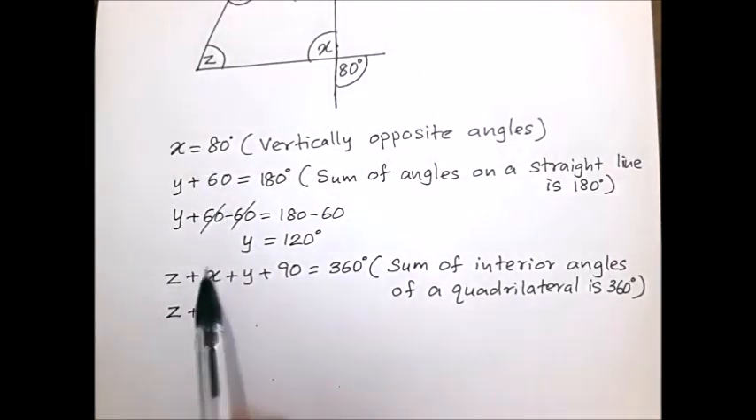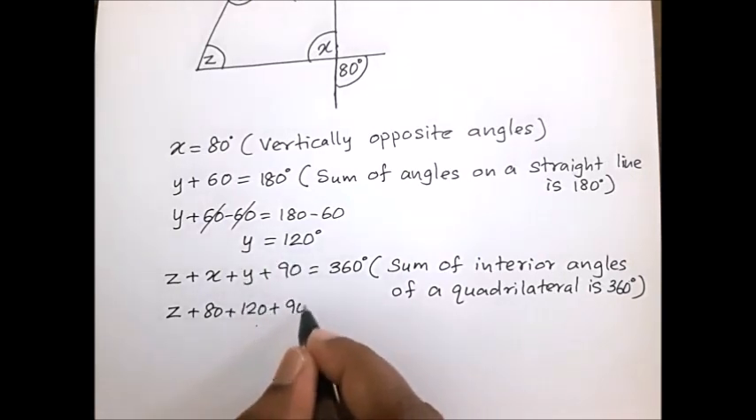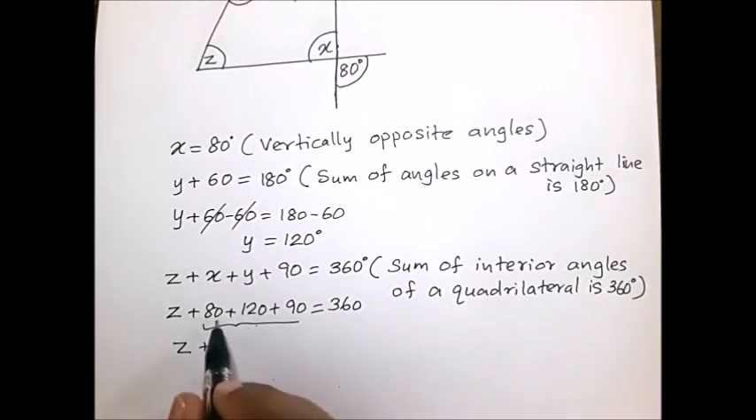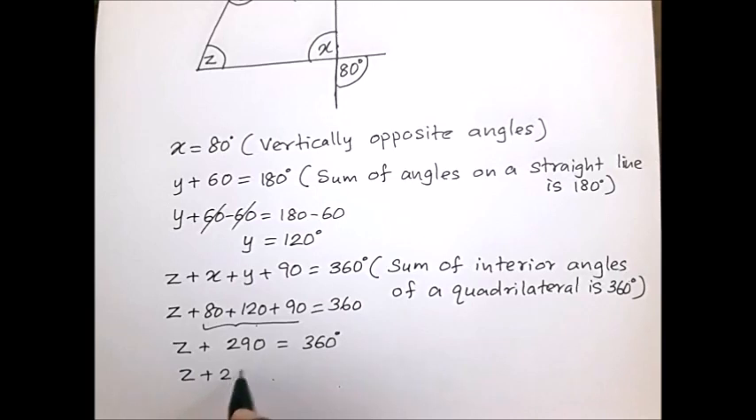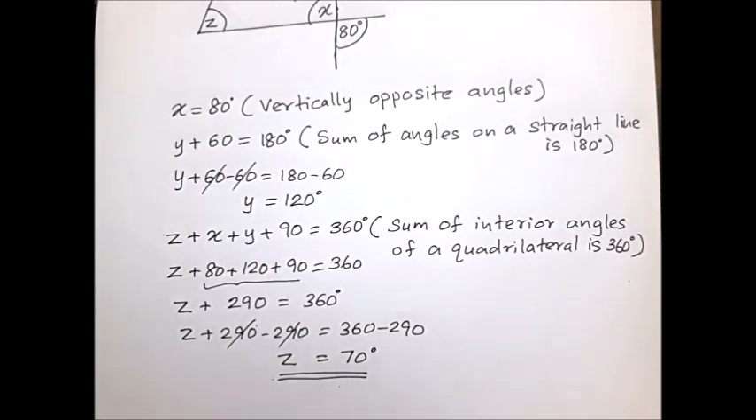Now substitute 80 for x and substitute 120 for y, equals 360. Then add these three angles. 80 plus 120 is 200. 200 plus 90 is 290. To find the value of z, you have to subtract 290 from both sides of this equation. Plus 290 minus 290 cancel. 360 minus 290 is 70 degrees. So this is the answer for the third example.